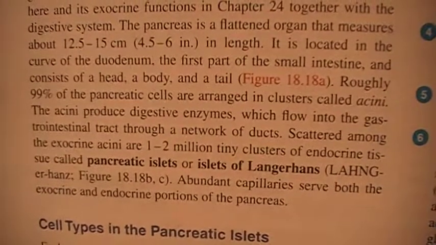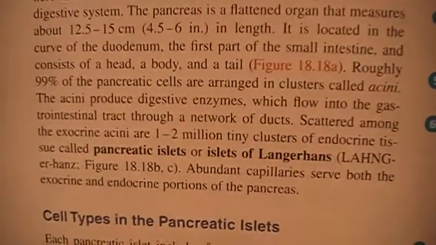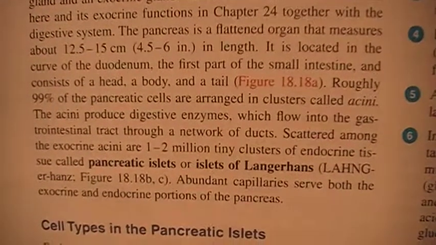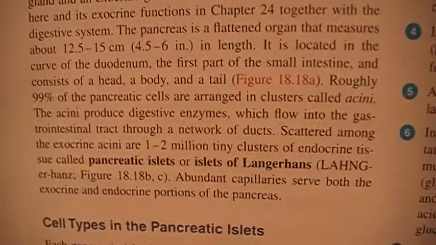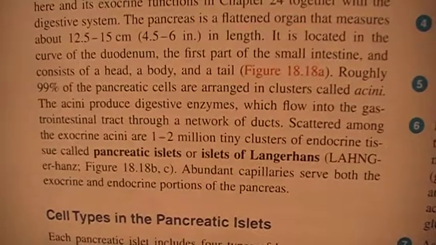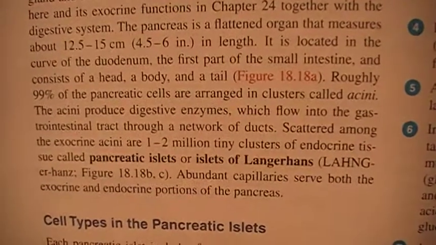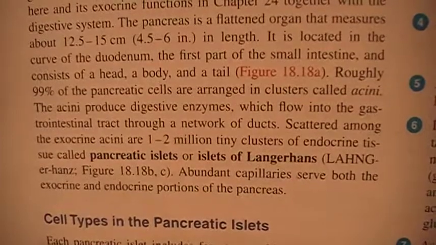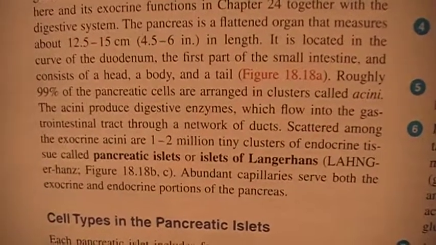Session 26, question 3. The pancreas is both an exocrine gland and an endocrine gland because of the way it's structured. 99% of the pancreatic cells are exocrine cells called Acini. The Acini produce digestive enzymes which flow into the GI tract through a network of ducts.